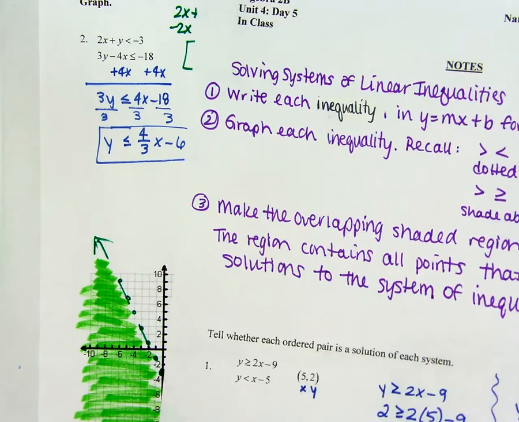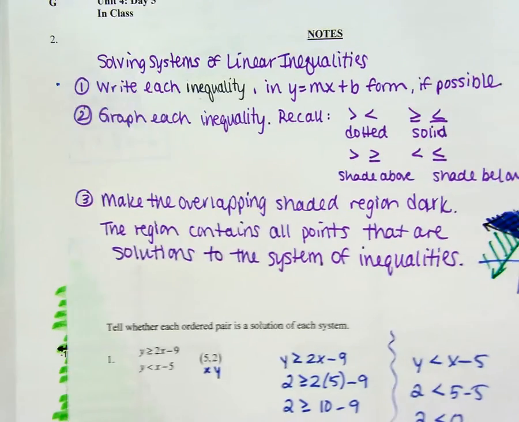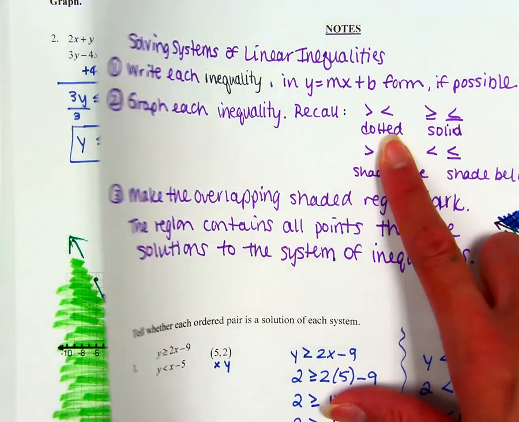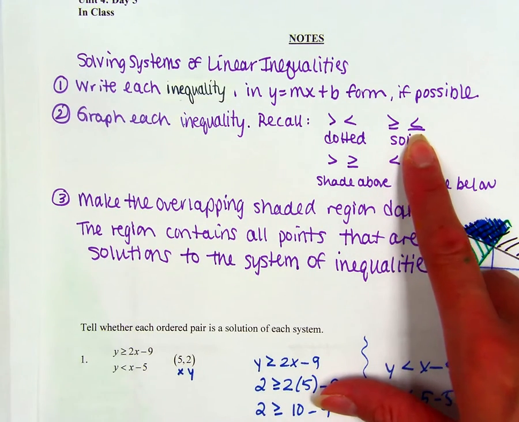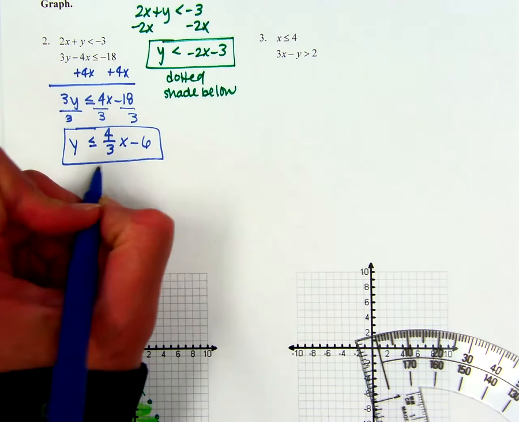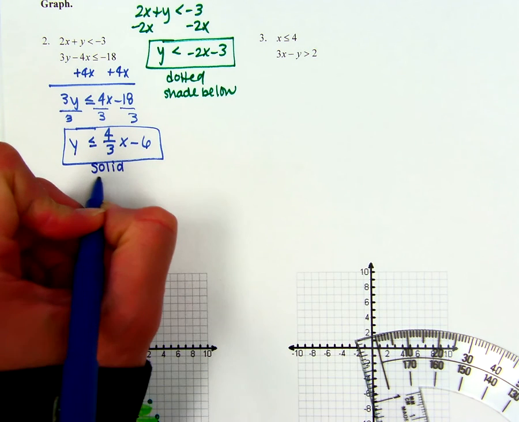All right, going back to my rules, well, I've got another less than, but this time it's less than or equal to. So I know I'm going to have a solid line and shade below. So solid line, shade below.